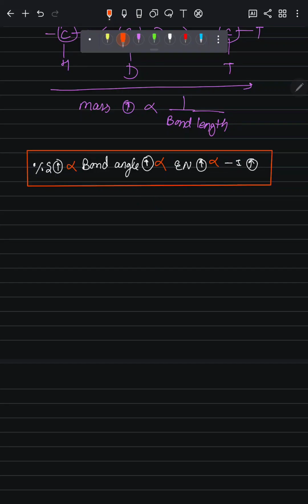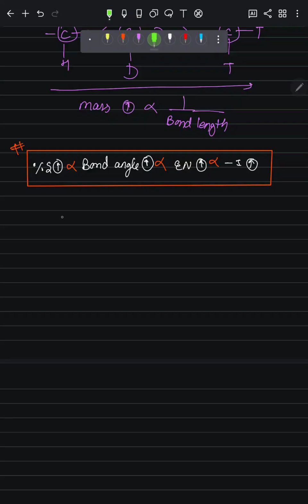So this is also an important relation in which as percentage s character increases, then bond angle also increases, the electronegativity also increases, due to which minus I effect also increases. These are all in directly proportional relation with each other.